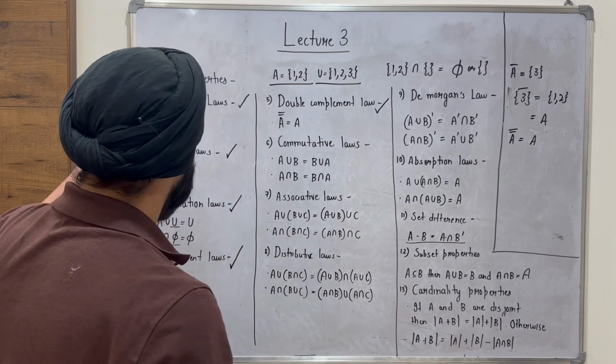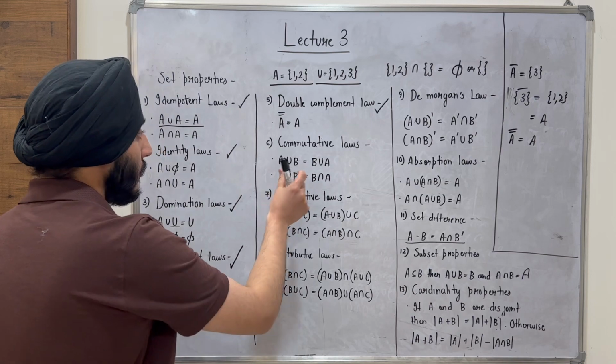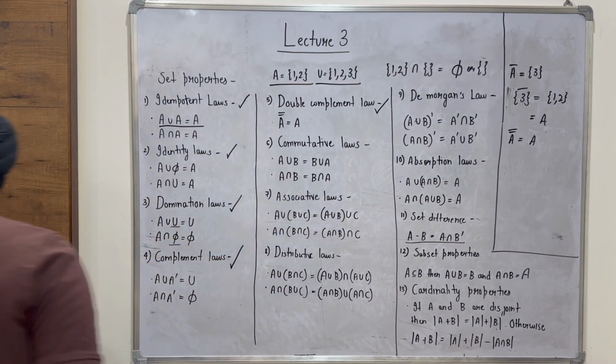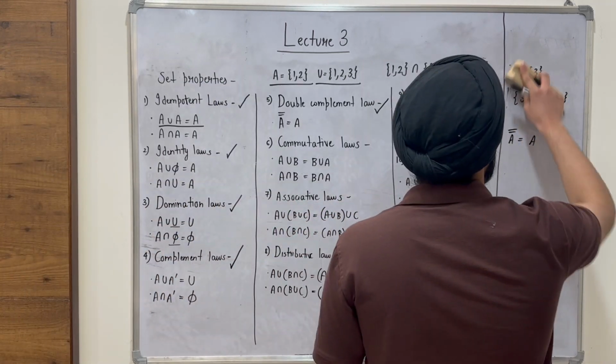Nice. So I think we have covered 5 laws over here. Now let's move on to commutative laws, associative laws, and distributive laws. These are again pretty easy to understand because we have already covered them in math.